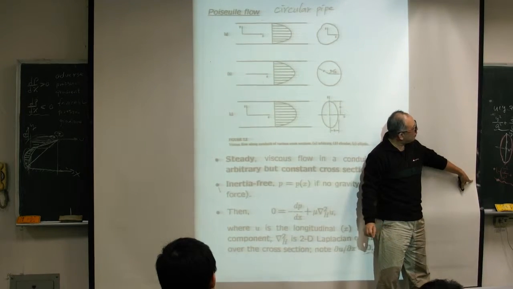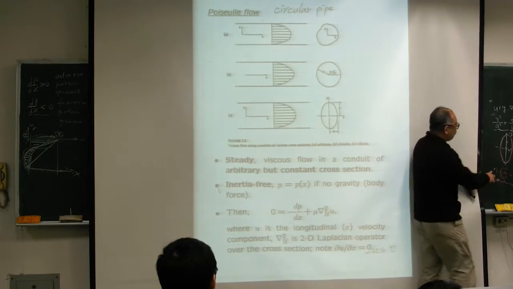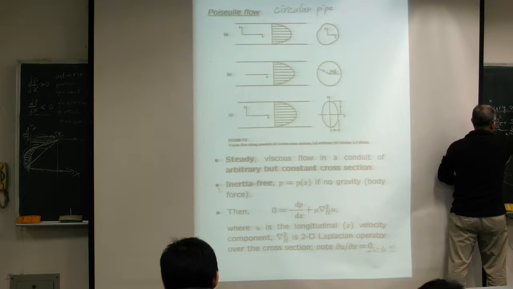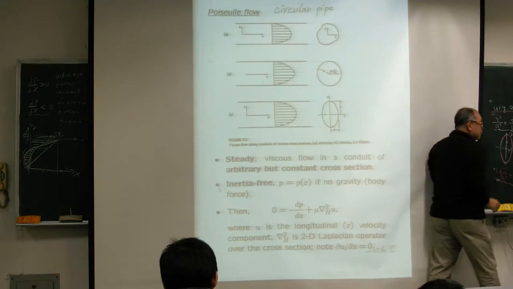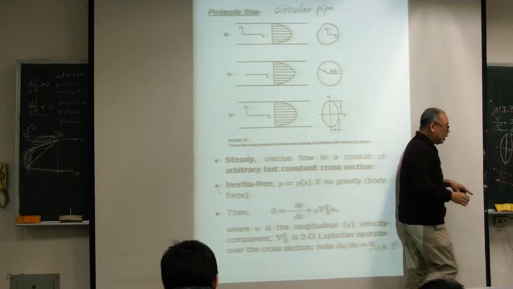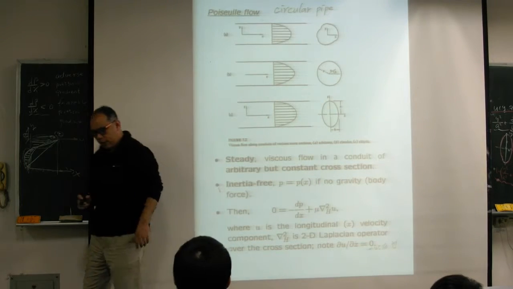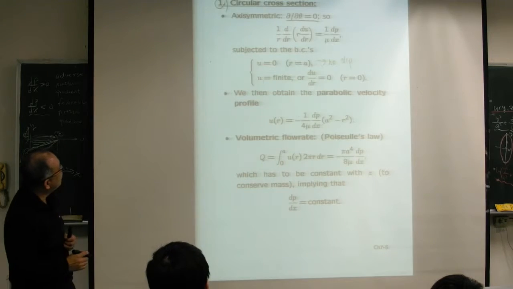Every point should satisfy this. And our velocity on the surface is equal to 0, right? On the wall it should be equal to 0, because of the no-slip boundary condition. So according to this, we may have this kind of case.